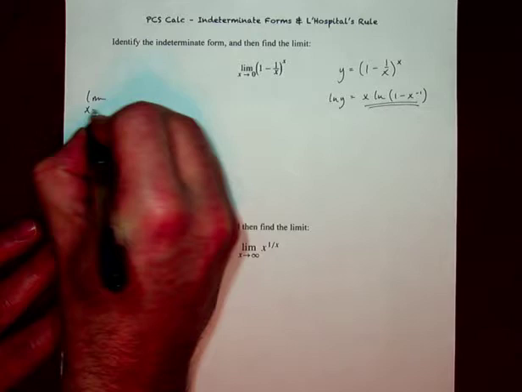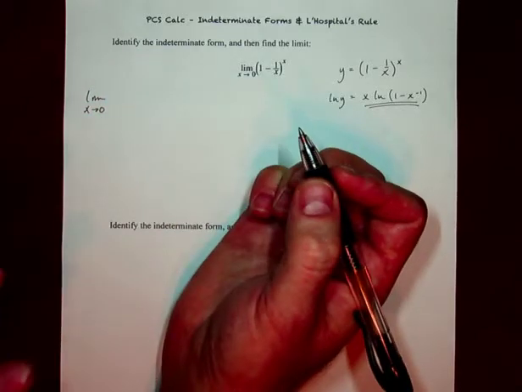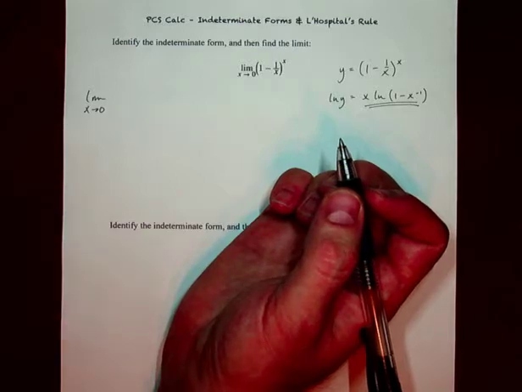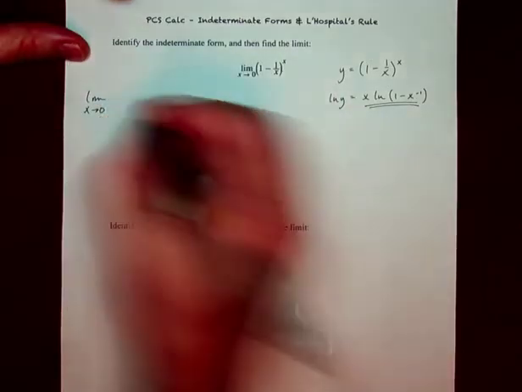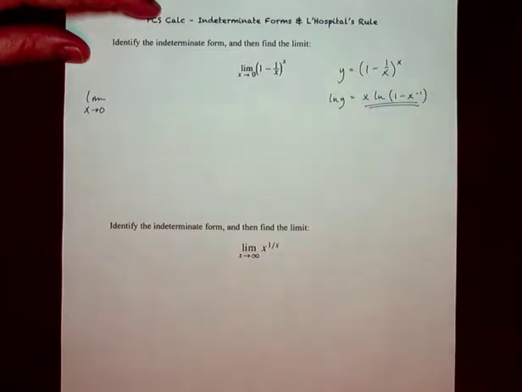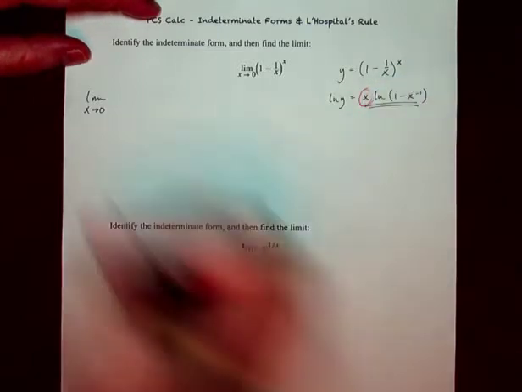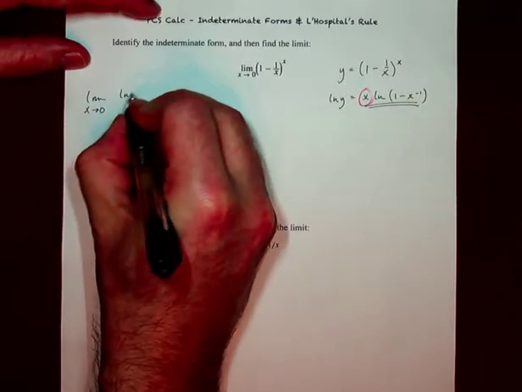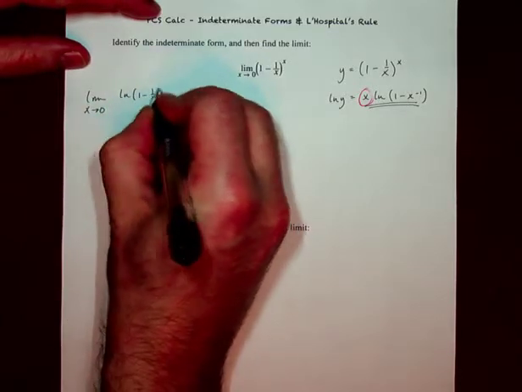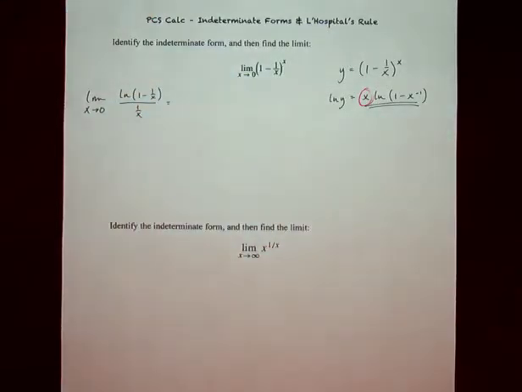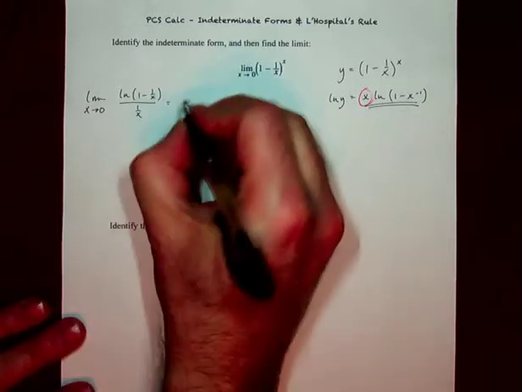We have the limit as x approaches 0. Now, remember that I need it in terms of a ratio. So the easiest part of this to actually shove down into the denominator is, of course, the x. So what we have here is the natural log of 1 minus 1 over x over 1 over x. Or you could do x to the negative 1. It doesn't really matter. But when you look at 1 over x, you're automatically thinking x to the negative 1, so I wouldn't really worry about it.